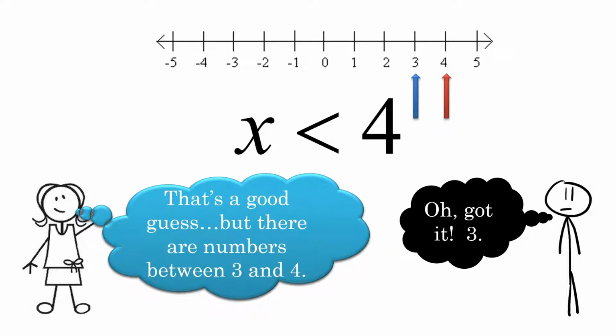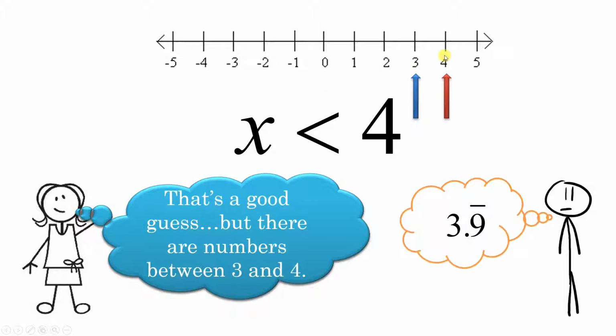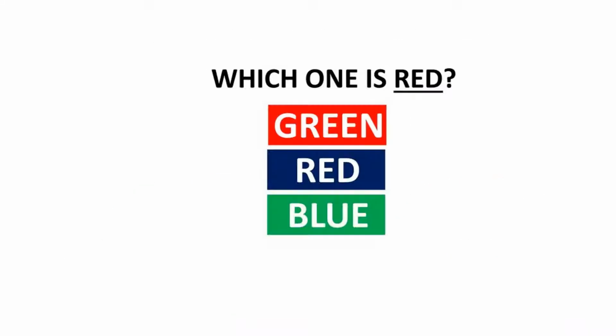Now remember, we're trying to figure out what's the biggest answer, and 3 is a very common answer. And it's true, 3 is less than 4, but there's a lot of numbers that are bigger than 3 leading up to 4, right? So another common answer is, well, 3.9 then, right? 3.9 repeating.